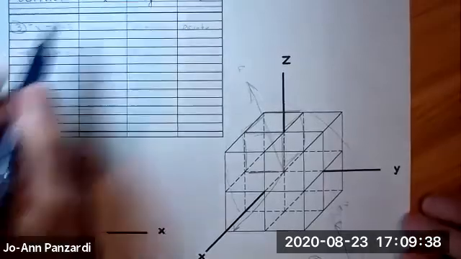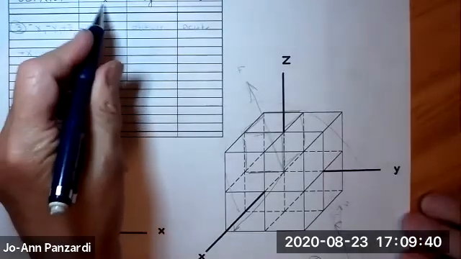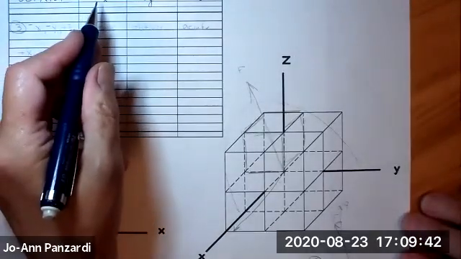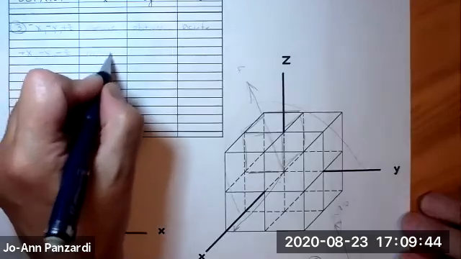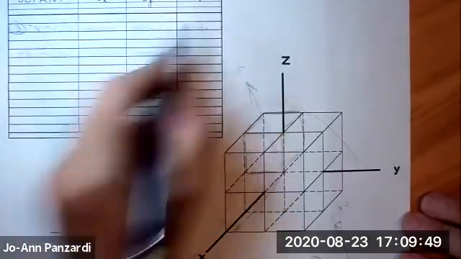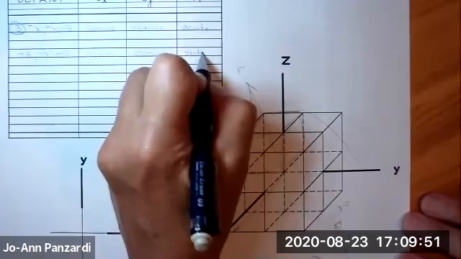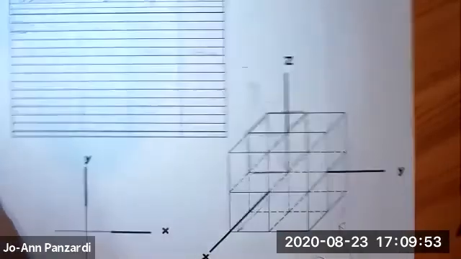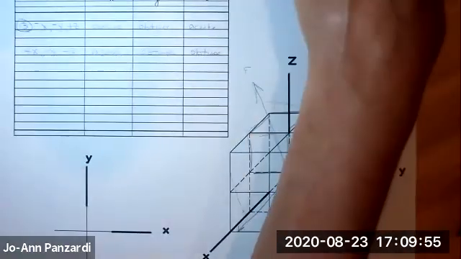So in the positive X, theta X is going to be acute because it's positive. Theta Y is going to be obtuse. And theta Z is going to be obtuse. Okay, I'm going to stop the tape.